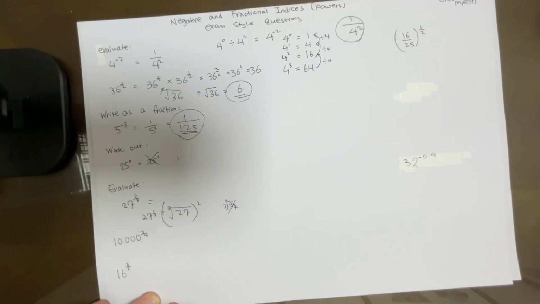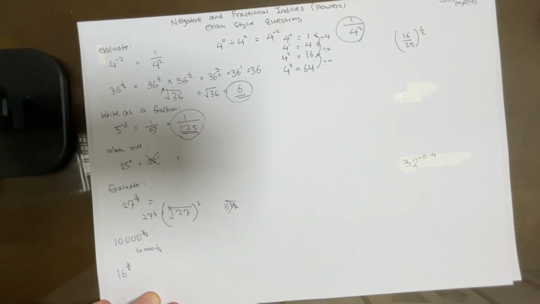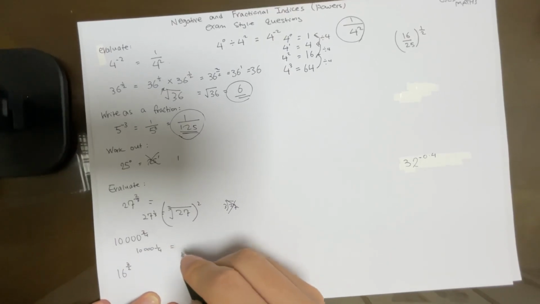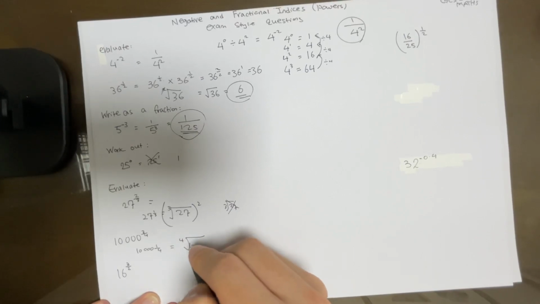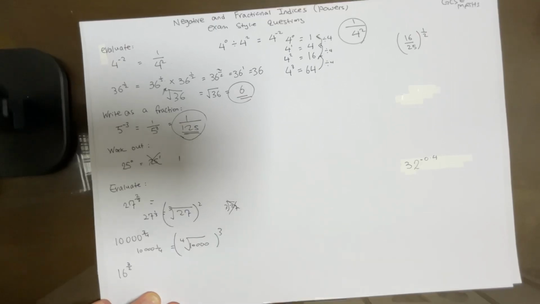10,000 to the power of 3 over 4. Same thing. Think of it like this: 10,000 to the power of a quarter. What would that be? Well, it would be the 4th root of 10,000, right? 4 numbers that multiply together to make 10,000. Just cube it. That's all you have to do.